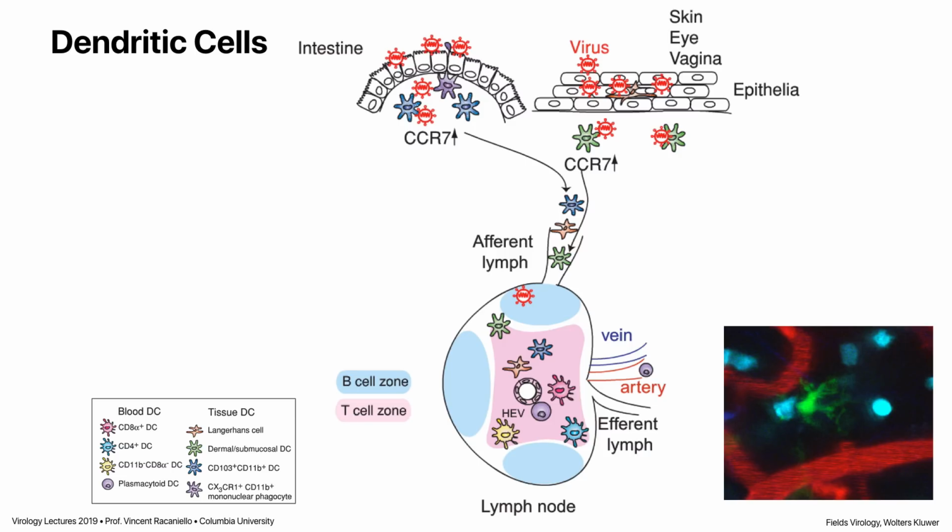And here's a wonderful picture, taken in a lymph node, where these are blood vessels in red, and the lymphocytes are stained blue, and there is a dendritic cell in green snuggling up to a lymphocyte. It's probably got some peptides that it's showing to the lymphocyte, and if they're foreign, the lymphocyte will get activated and begin to differentiate into a virus-specific lymphocyte.